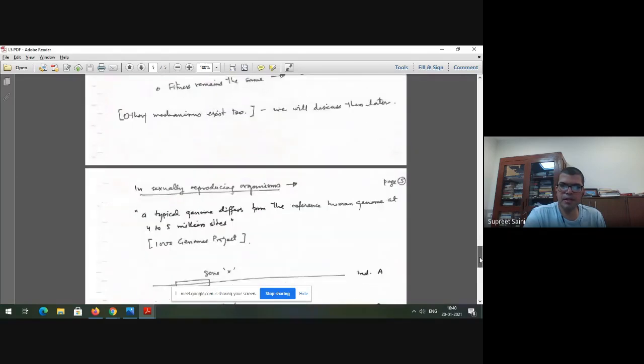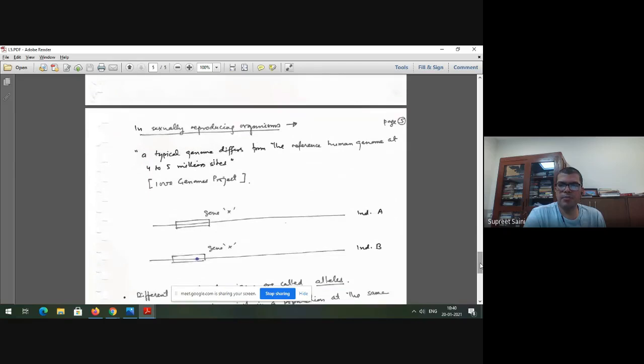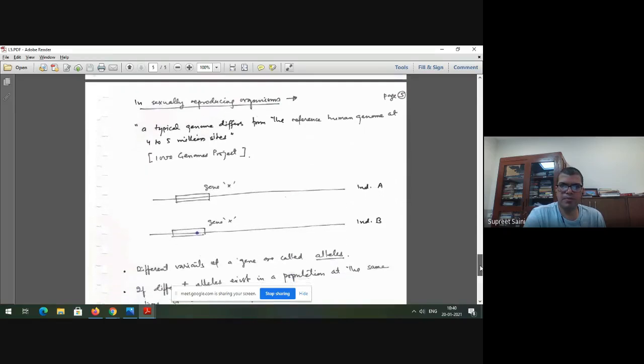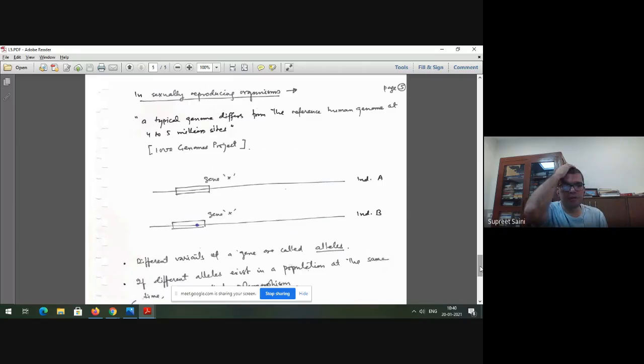Now, this is fundamentally different from how it happens in sexually reproducing organisms. So now we're going to think of sexually reproducing organisms. There's a 1,000 Genomes project. This is a few years old now. On an average, the project concluded that a typical genome, mine or any one of yours, differs from the reference human genome that's been compiled at 4 to 5 million sites. So 4 to 5 into 10 power 6 differences in the nucleotide sequences are there if I were to compare my DNA with the reference genome that's annotated.